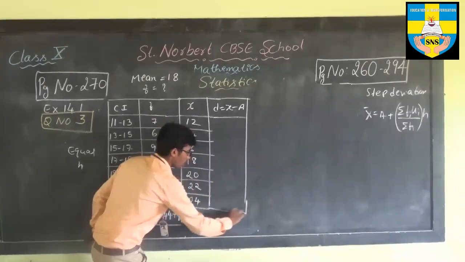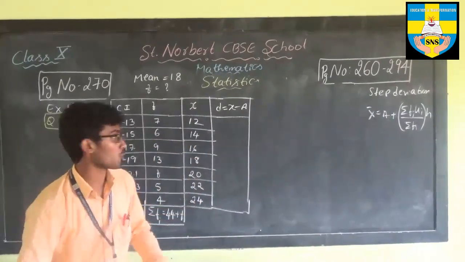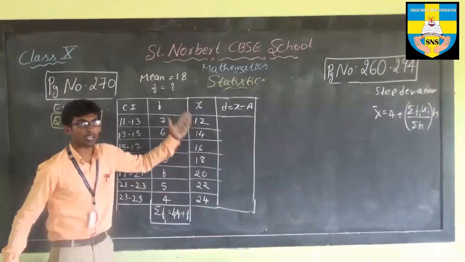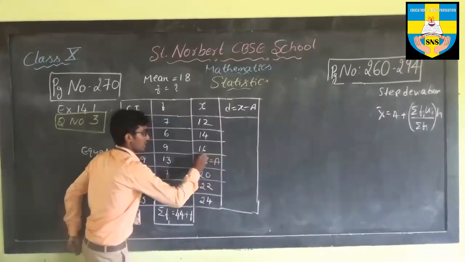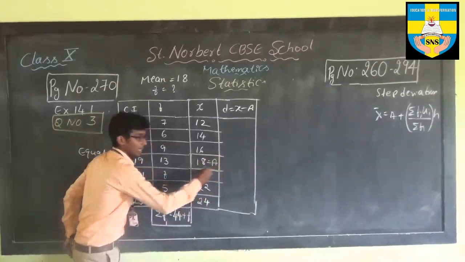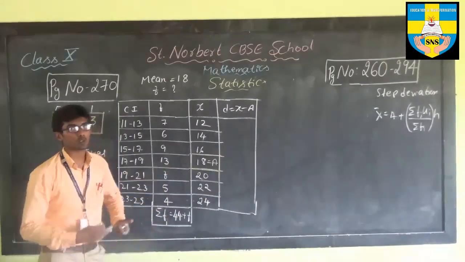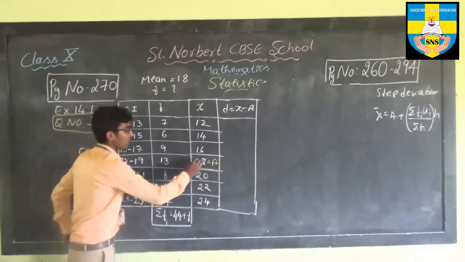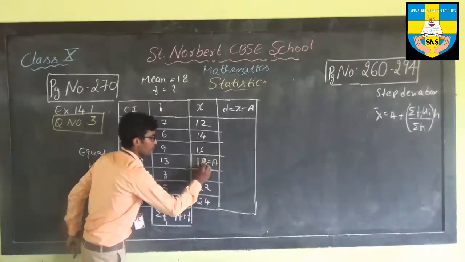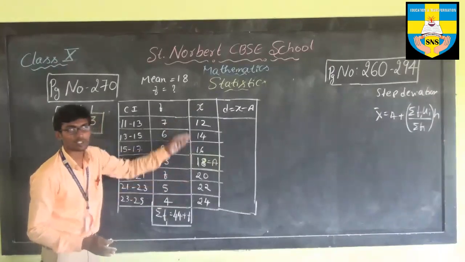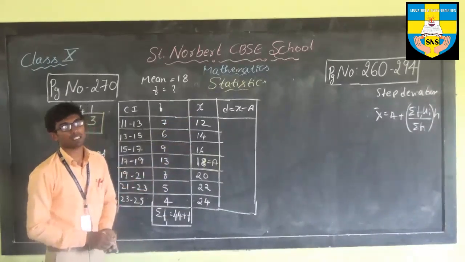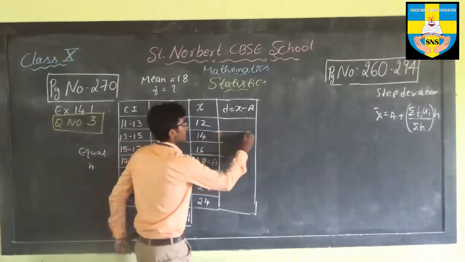Now what is A in this problem? There are many possibilities. You can take any one number from 12 to 24 as A. I am going to choose 18 as A. Again I am telling you, it is not compulsory that you should choose 18. You can choose any number. I am choosing 18 and solving. If you solve by taking any number in this X column, you will get the same answer at the end.